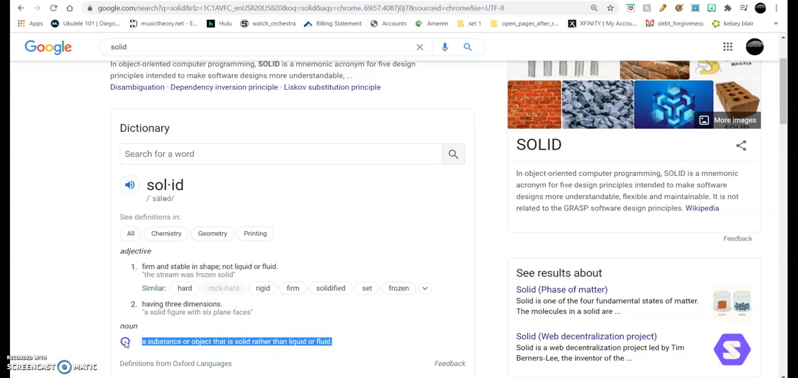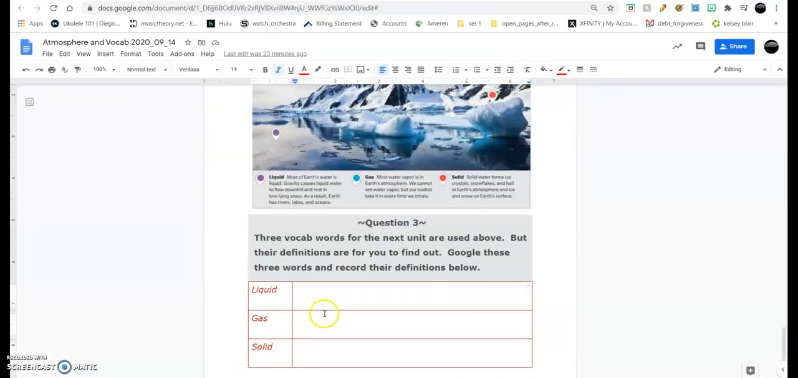And I could go ahead and write down a definition like that because I know it's a noun, it's not an adjective. I'm not looking for a description of something. And then go back and type that in. You then go ahead and do that for all three of those words. I will not do your work for you. And then you'll be done for the day.